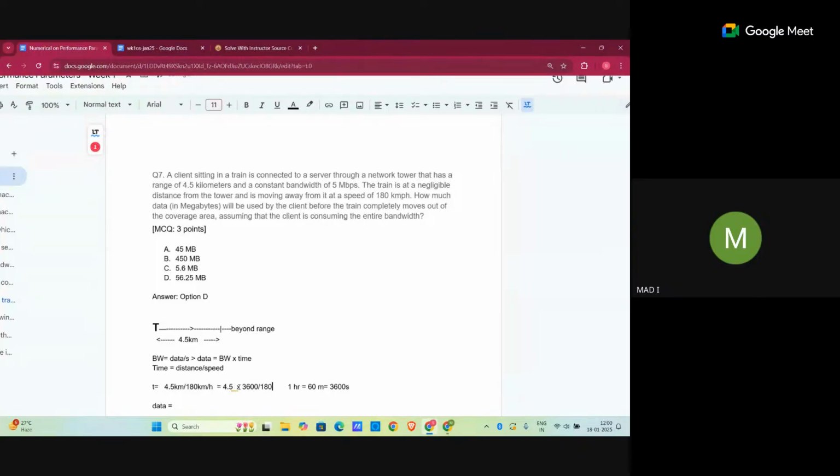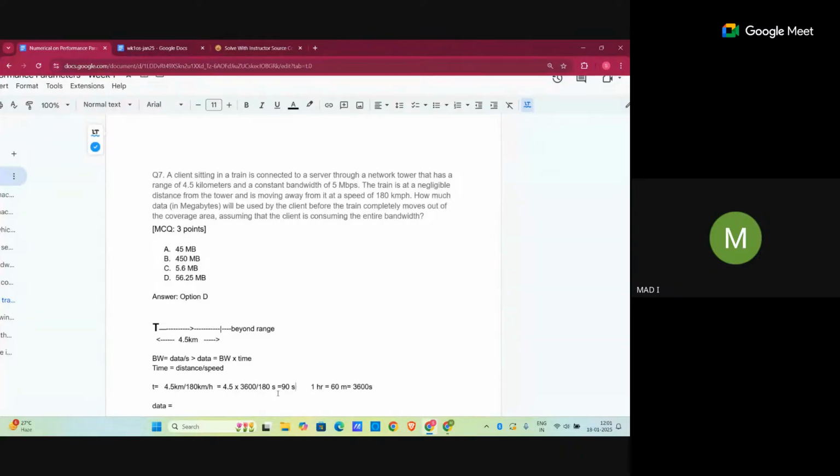Okay, so now this answer will come in seconds. So 180, 2 twos are 360, 20 into 4.5. So this will be equal to 45 into 2. So it will be equal to 90 seconds. Okay, now we have calculated the time.